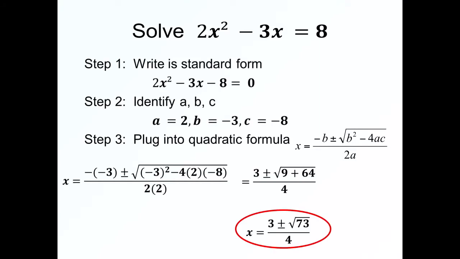Check your answer on this one. You ended up with 3 plus or minus the square root of 73 all over 4. Sometimes you'll see that written as 3 plus the square root of 73 over 4. Then the second answer would be 3 minus the square root of 73 over 4. This is the shorthand way of writing it, so that's okay if you want to write it. Either way is okay with me.